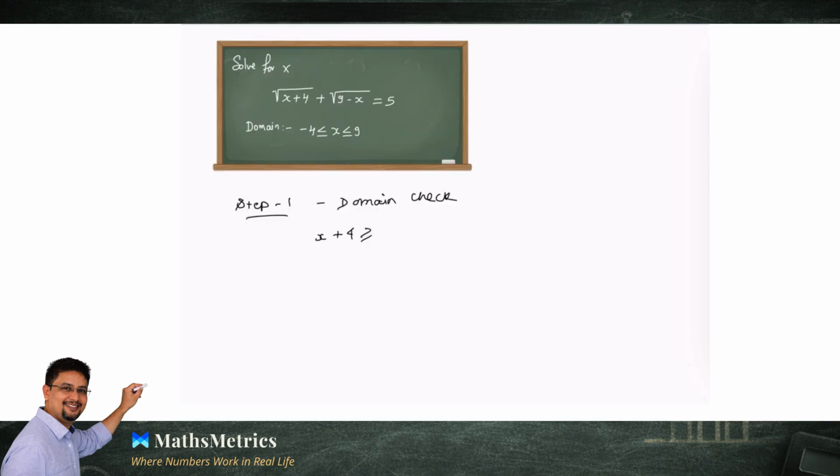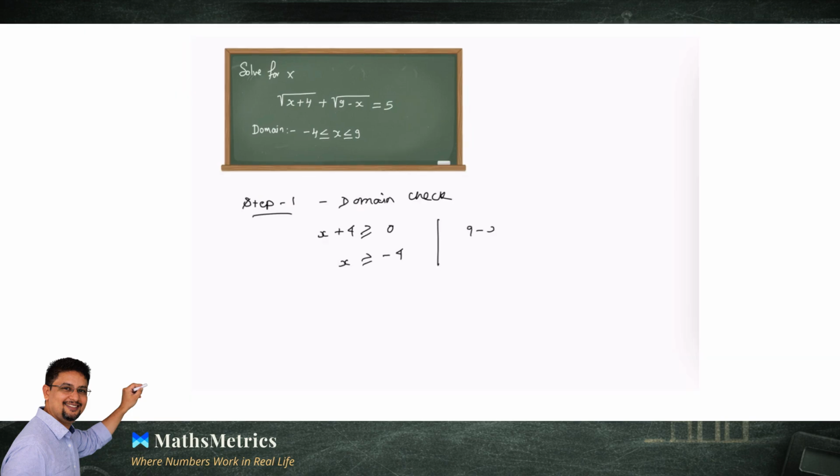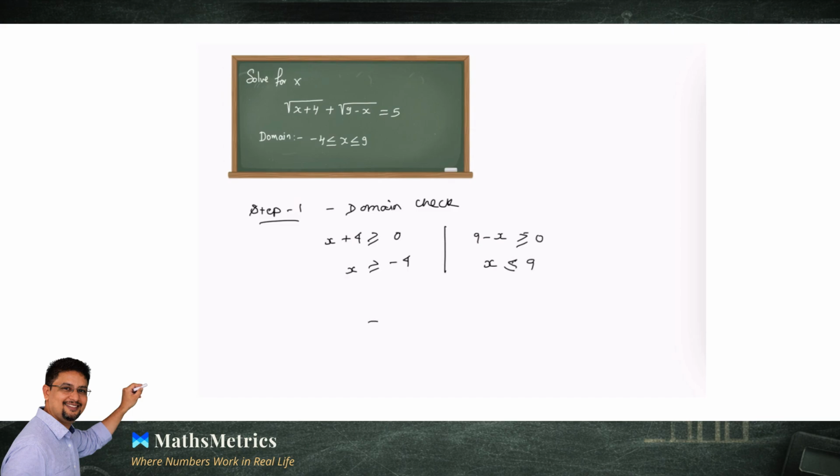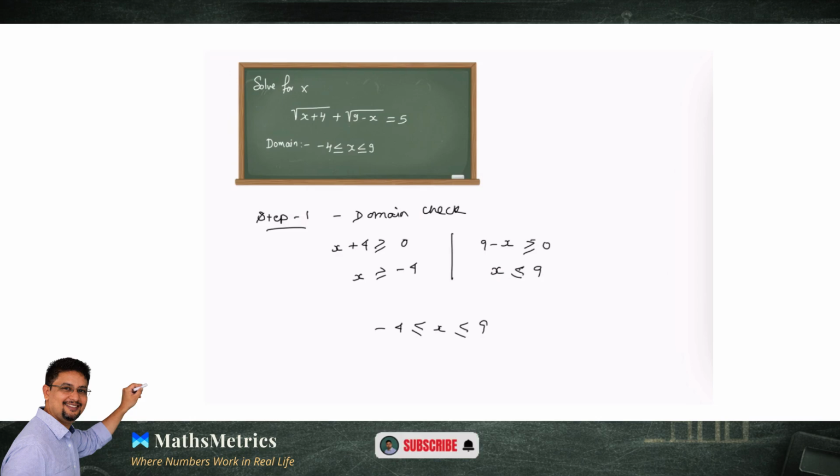x plus 4 is more than or equal to 0, that is, x is more than or equal to minus 4. Similarly, 9 minus x is more than or equal to 0 and x is less than or equal to 9. In other words, minus 4 is less than or equal to x and x is less than or equal to 9. So x is allowed only between minus 4 and 9. Think of it like an amusement park. If your height is not in range, you don't even get the ticket.